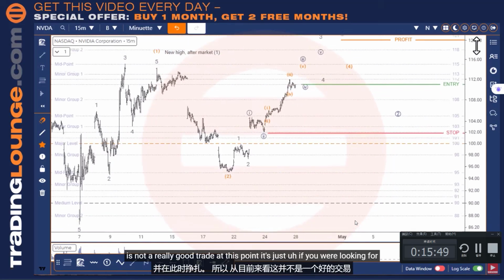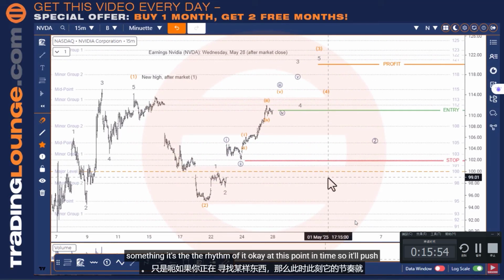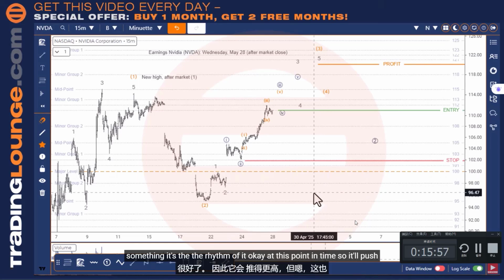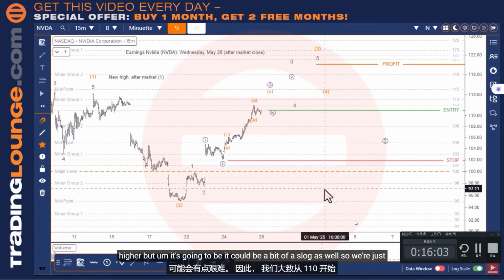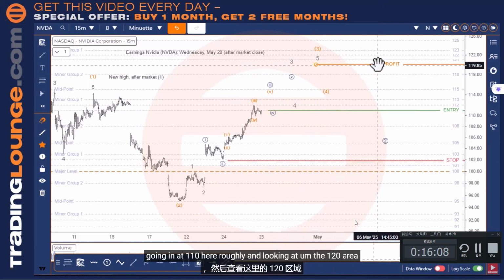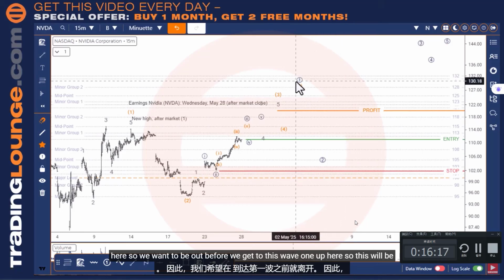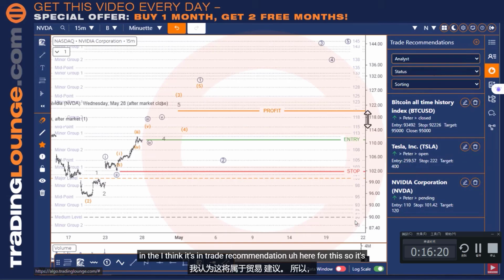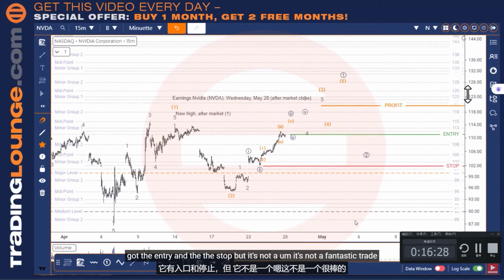So this is not a really good trade at this point. If you were looking for something, the rhythm of it is okay at this point in time. So it'll push higher, but it could be a bit of a slog as well. So we're just going in at 110 here, roughly, and looking at the 120 area here. We want to be out before we get to this wave 1 up here. I think it's in trade recommendation for this, so it's got the entry and the stop, but it's not a fantastic trade, right?